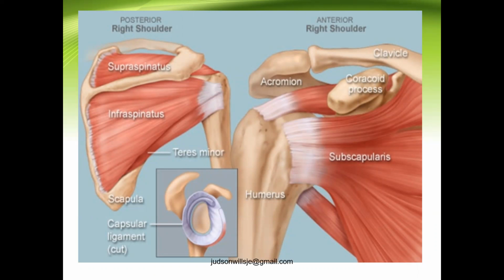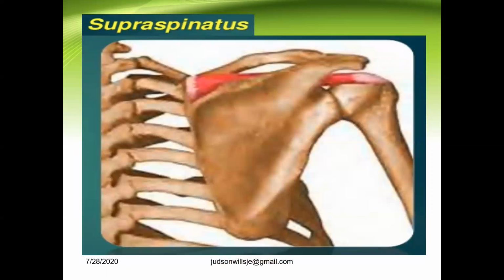They are also referred to as SITS muscles, with reference to the first letter of their names, that is supraspinatus, infraspinatus, teres minor, and subscapularis, respectively. These muscles arise from the scapula and connect to the head of the humerus, forming the rotator cuff around the glenohumeral joint.